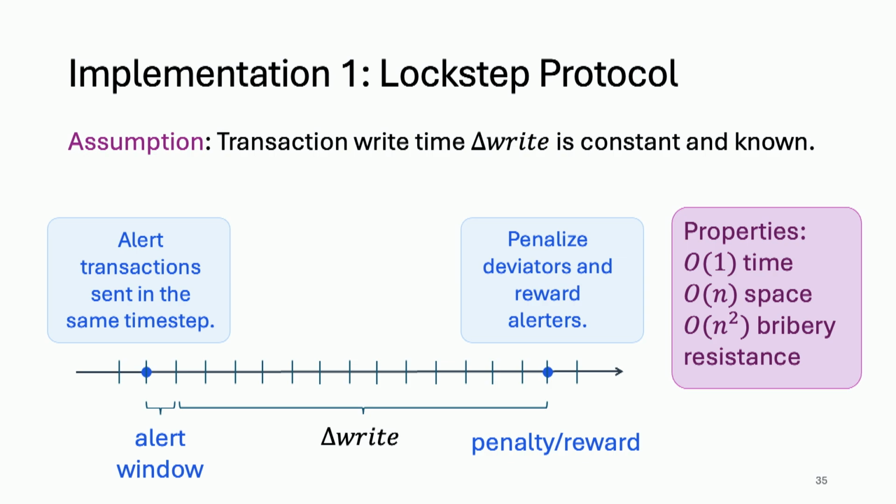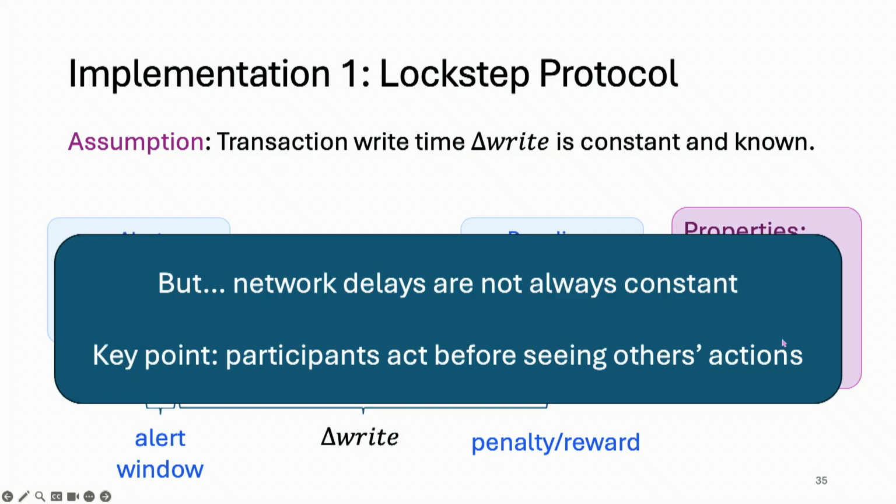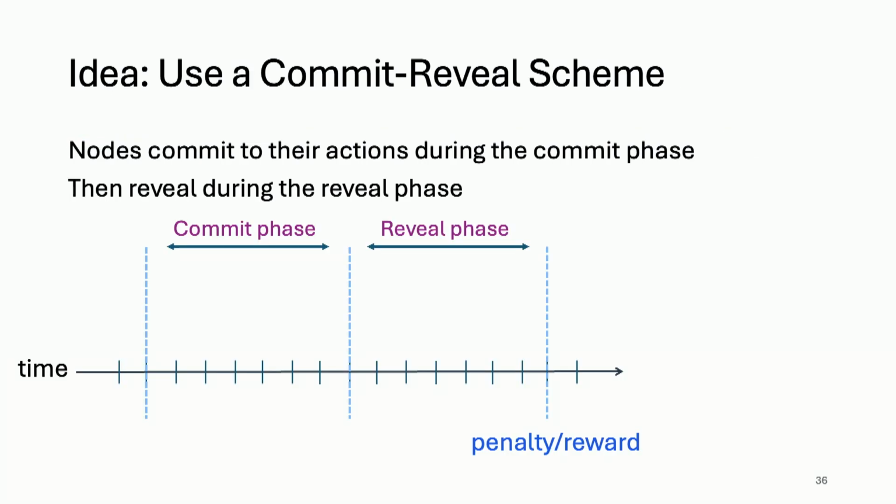But if an alert is needed, then we need a linear space on the blockchain to store all the alerts. And it achieves the quadratic bribery resistance that we wanted so bad. The only problem is that networks do not really work like this. But in fact, the key point that we used from this assumption is that participants act before seeing each other's actions. And whenever I say that, the first thing that comes to mind is, well, why not use a commit reveal scheme? And the idea would be as follows.